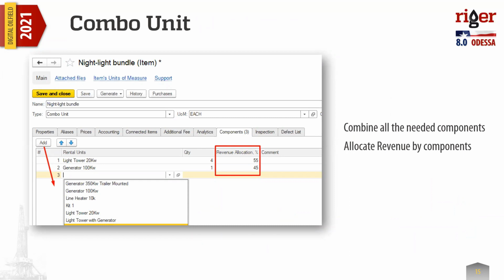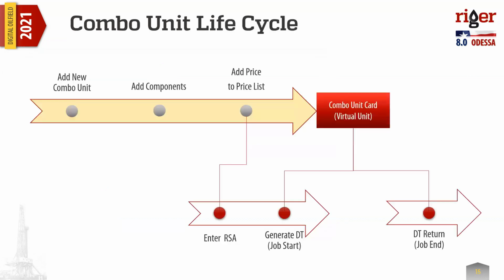So we can say that we have 4 light towers that we're going to deploy under this combo unit if it's selected, and they're going to allocate 55% of revenue from the whole revenue part. And the generator that we are also attaching inside this bundle is going to be worth 45% of revenue. So we have built our combo unit as the components, but we have not added the actual unit numbers.